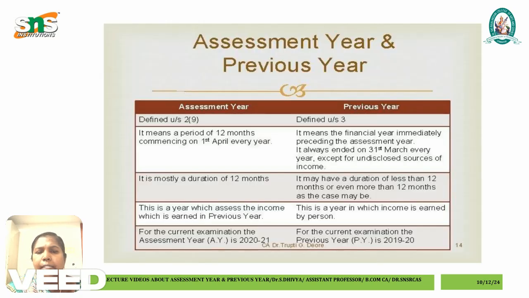Now we'll see the assessment year and the previous year. Defined under section 2, the assessment year means a period of 12 months commencing on 1st April every year. The previous year means the financial year immediately preceding the assessment year, which always ends on 31st March every year. The assessment year mostly has a duration of 12 months.